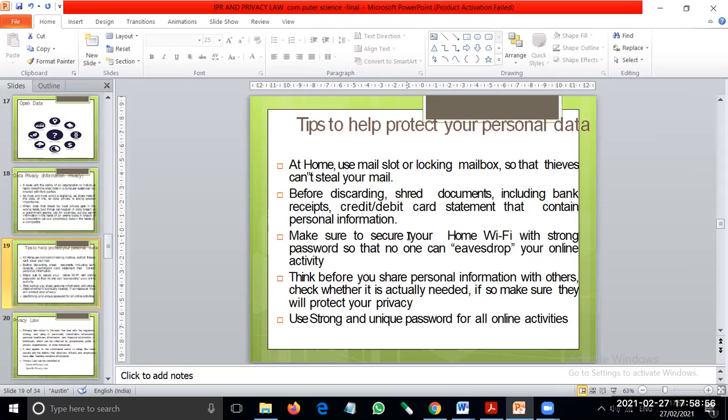Think before you share personal information. When you are sharing personal information with others, check whether it is actually needed or not. वही वाली बात है कि आप शेयर जो इम्पोर्टेंट हो वो शेयर मत करो. Those data you can share which is important. Use strong and unique keys for online activity.